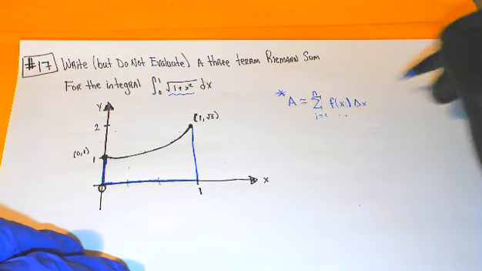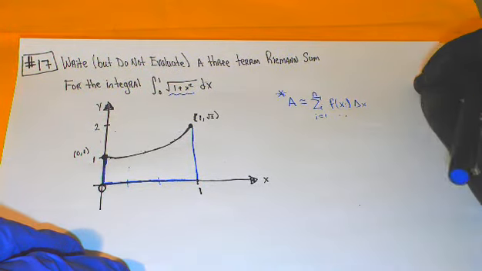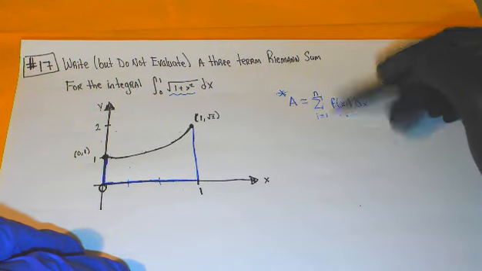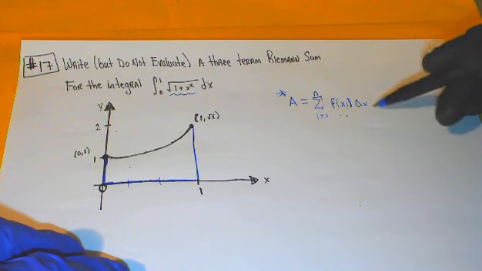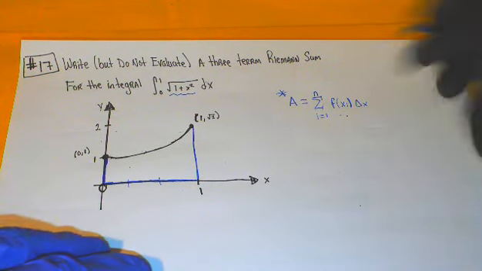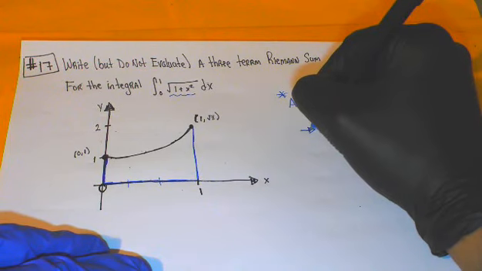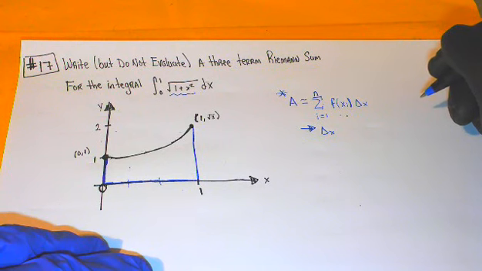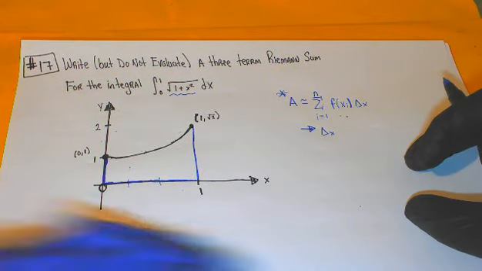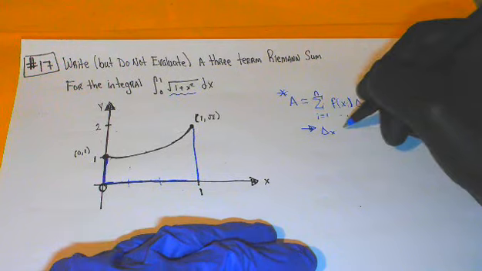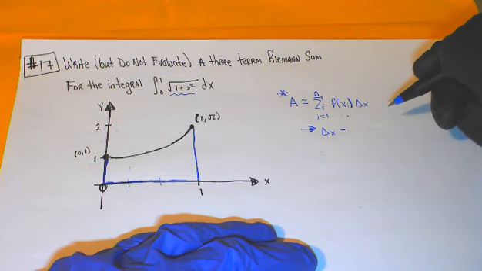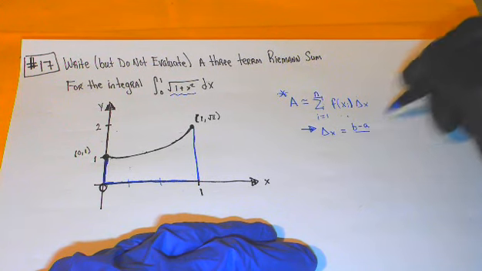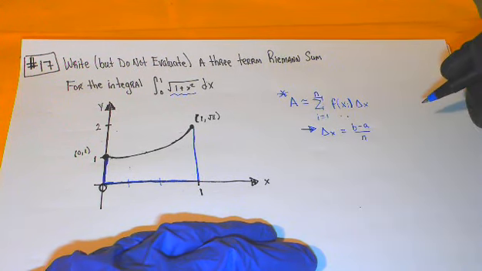So what we have is this following idea here, where the area is equal to the sum from i equals 1 to n of f of xi times delta x. Let's just break this down again. Remember, delta x represents the width of each of your rectangles that we're going to construct. To compute the width of each rectangle, you can take the difference b minus a over the number of rectangles.